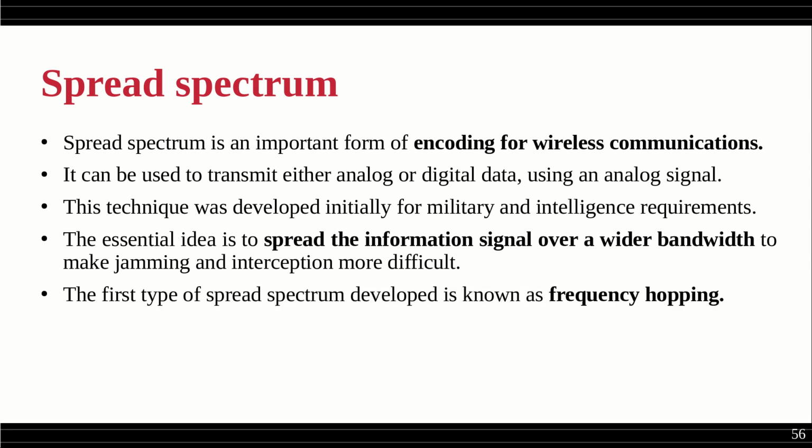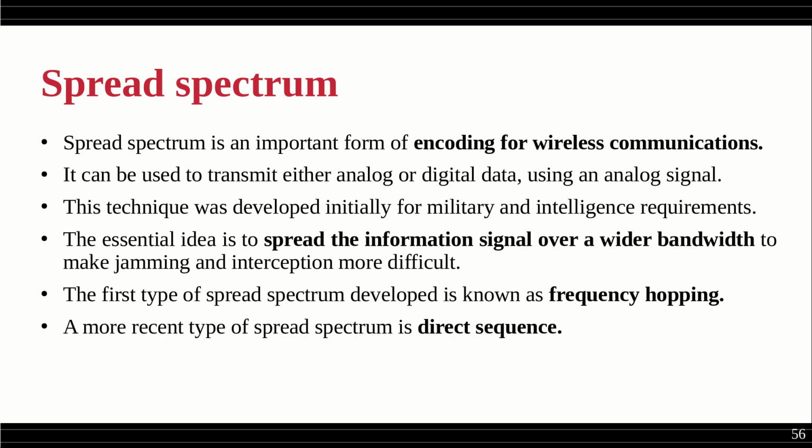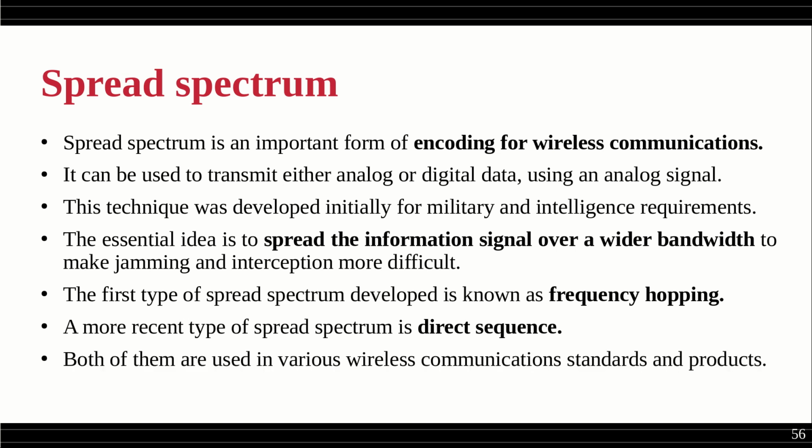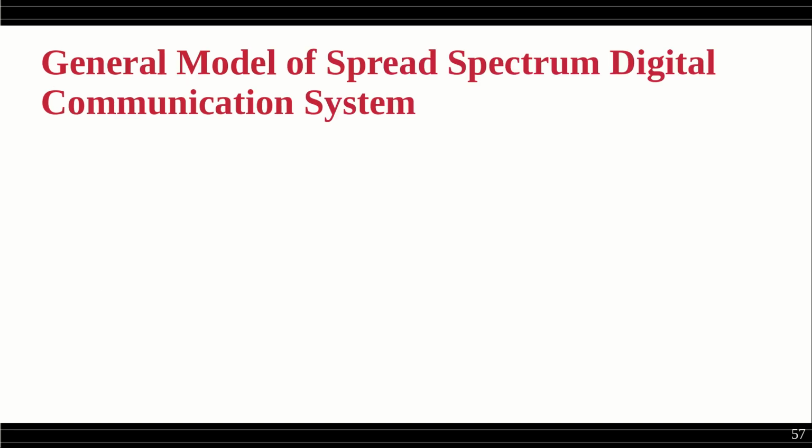Now, the first type of spread spectrum developed is known as frequency hopping spread spectrum. A more recent type of spread spectrum concept is direct sequencing, and we will see both of them in detail. Both of them are used in various wireless communication standards and products. As I already told you, it was initially proposed for military or intelligence requirements, but later it started being used as an encoding technique for wireless communication.